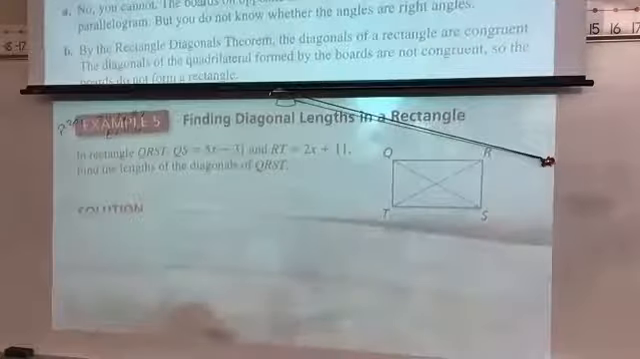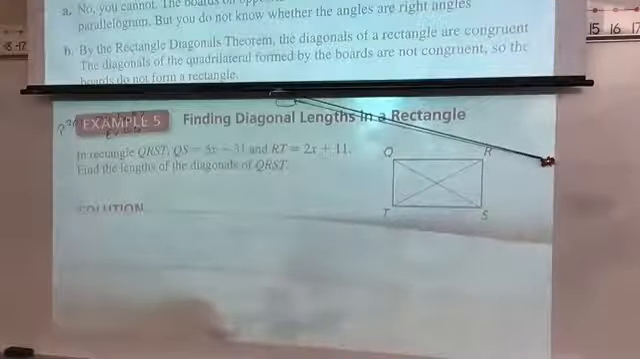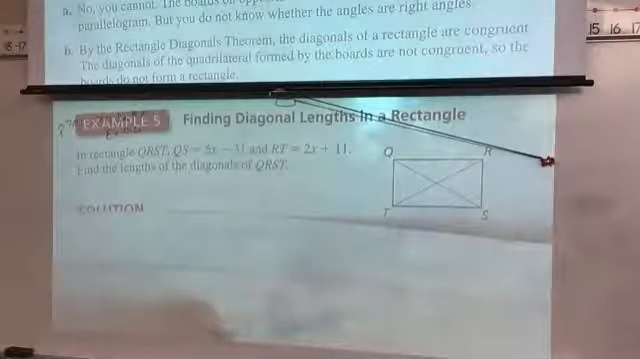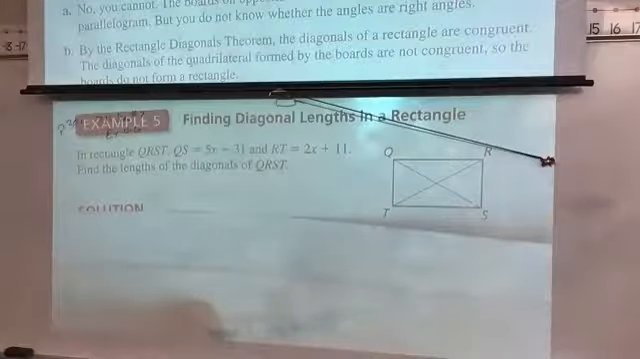Look at this one. They tell us it's a rectangle, so we know that. And then they give us a couple lengths. Why don't you go ahead and solve that one for me?